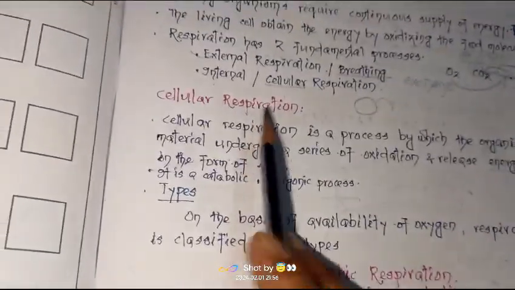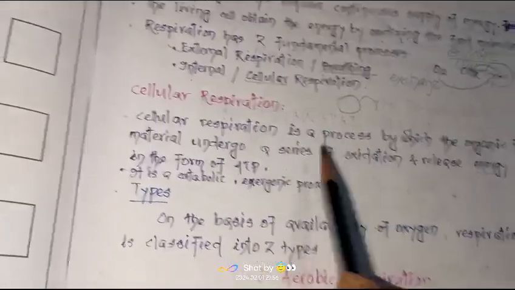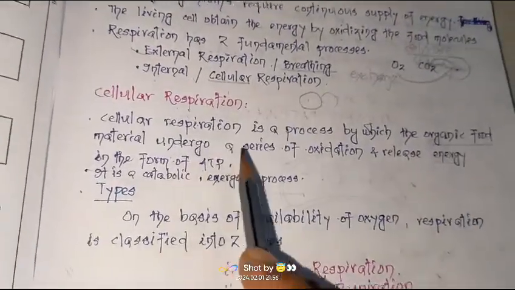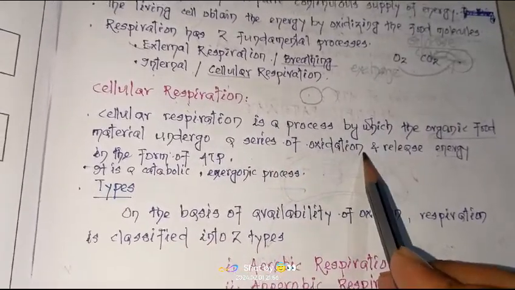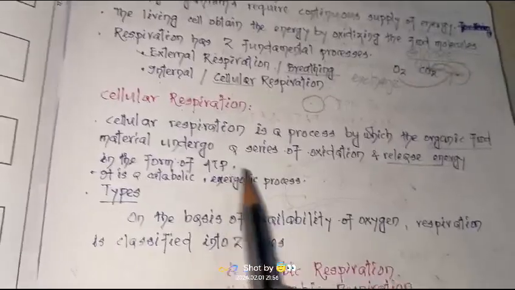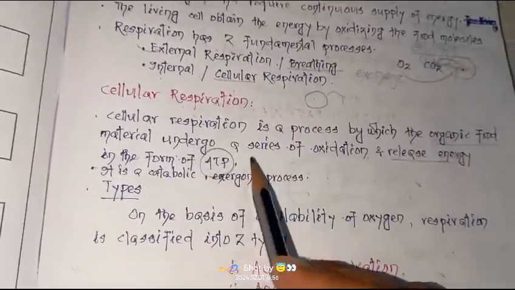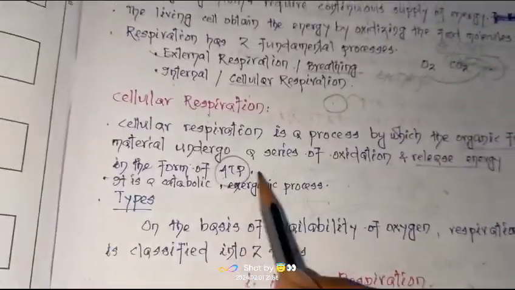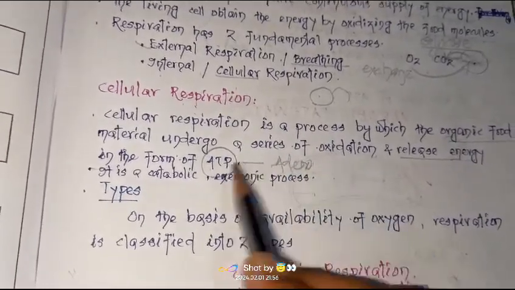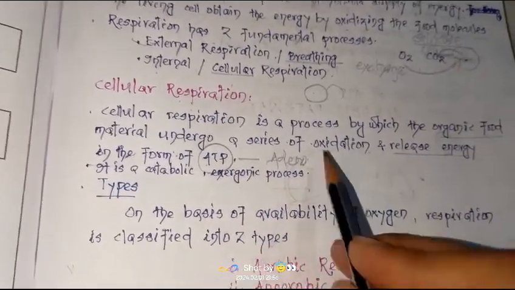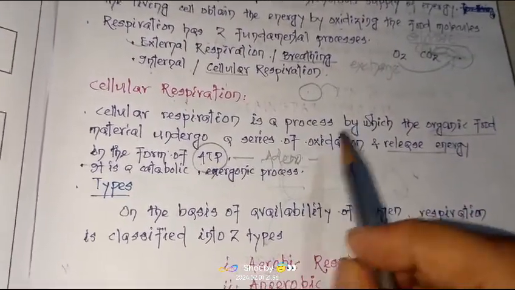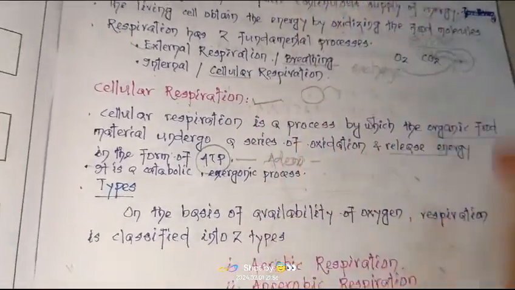Now coming to cellular respiration. Cellular respiration is a process by which organic food material undergoes a series of oxidation reactions and energy is released in the form of what? ATP. ATP is adenosine triphosphate, which is the energy currency of the cell, released during cellular respiration.